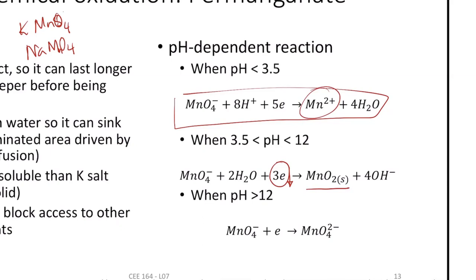So that means when you are injecting manganate, you have to also lower the pH. You have to add something else so that this precipitate doesn't form. So that's just the one little thing to think about.